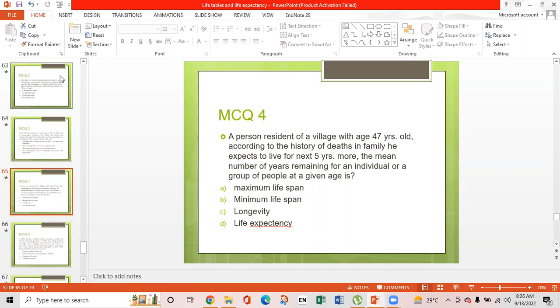D. B. Option D is the right one, life expectancy.